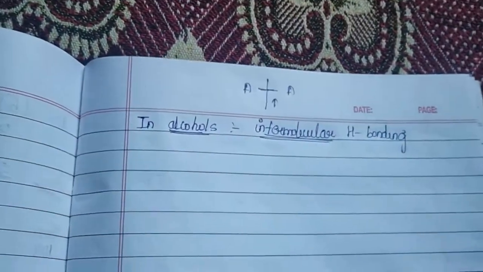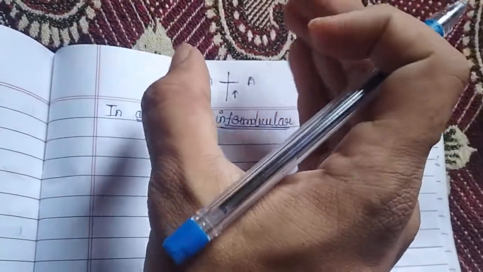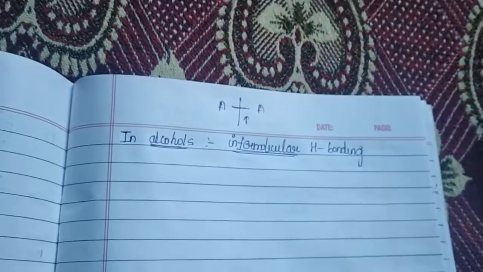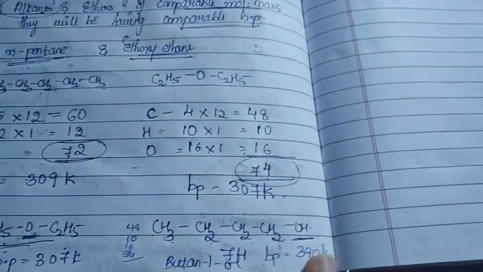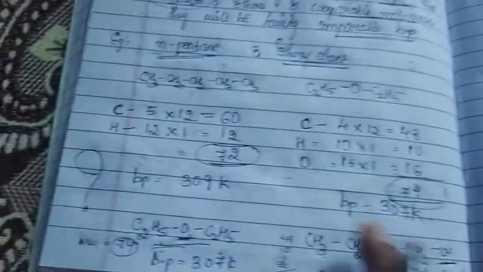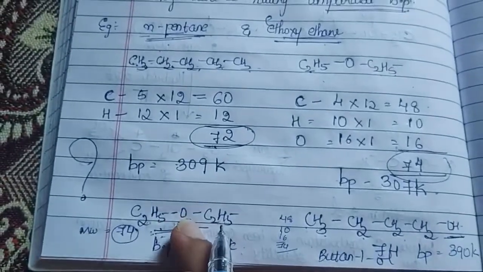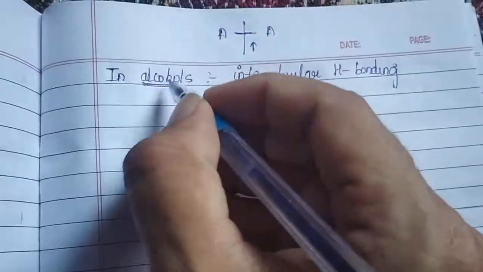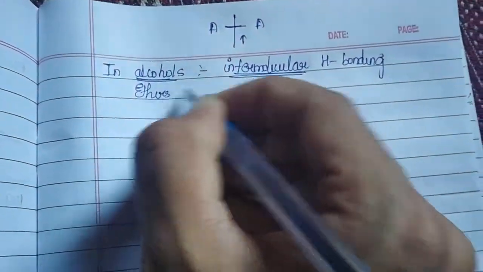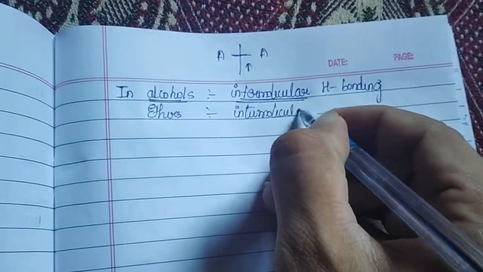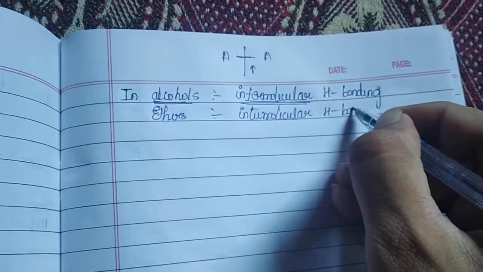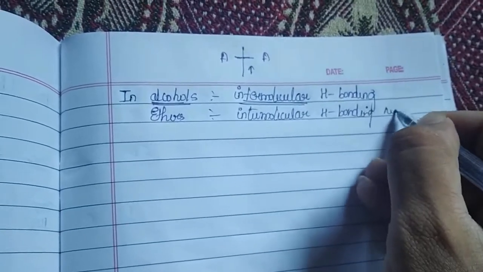There is an intermolecular hydrogen bonding. What is there? Intermolecular. So what happens? Molecules are all associated. So to break that, I have to give high energy. For that reason, alcohols show a very high boiling point when compared to ethers of comparable molecular mass. Ethers do not show it because in ethers such intermolecular hydrogen bonding is not existing.